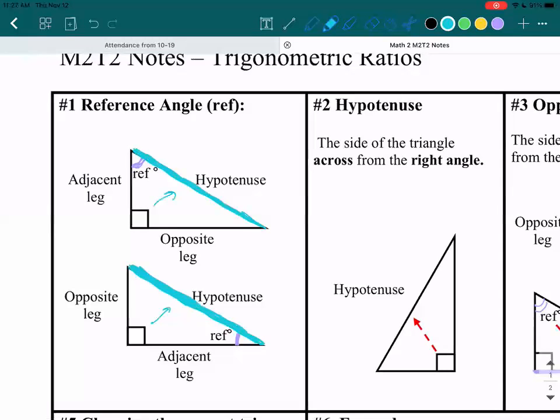Then let's take a look at what does change. The adjacent and the opposite change. On the top example, our reference angle is the top corner, so the adjacent is right next to it, and the opposite is opposite of the reference angle. Notice how that is different from the bottom example. When you have the reference angle on the bottom, the adjacent is now next to it, and the opposite is now across. So those two switched, okay? The opposite and adjacent will switch depending on where your reference angle is, and the hypotenuse will always stay the same. Any questions?